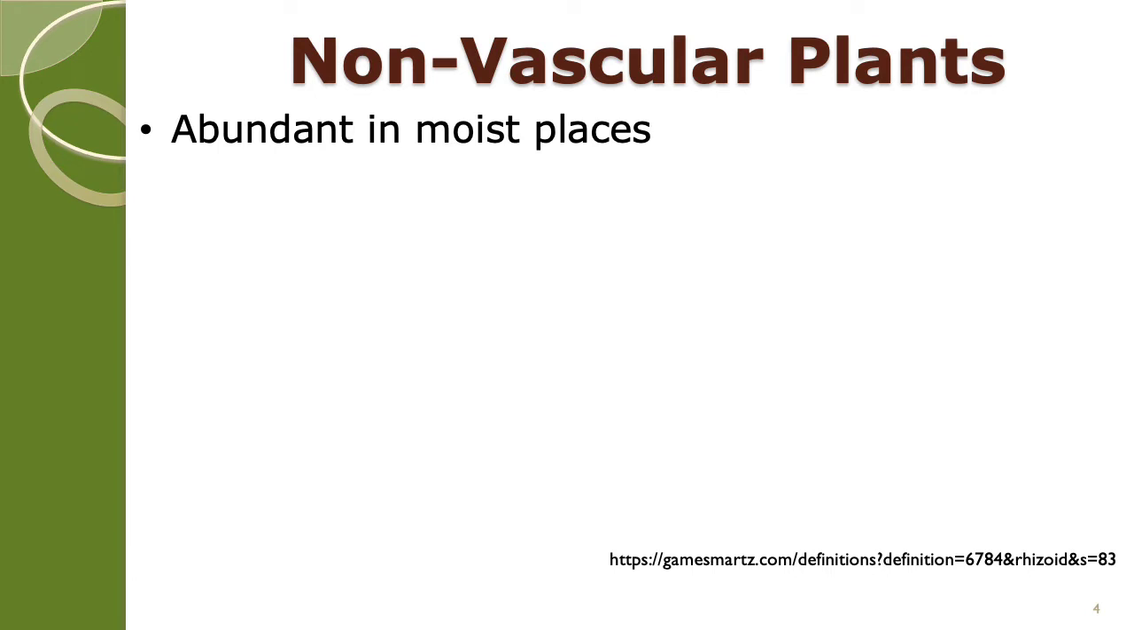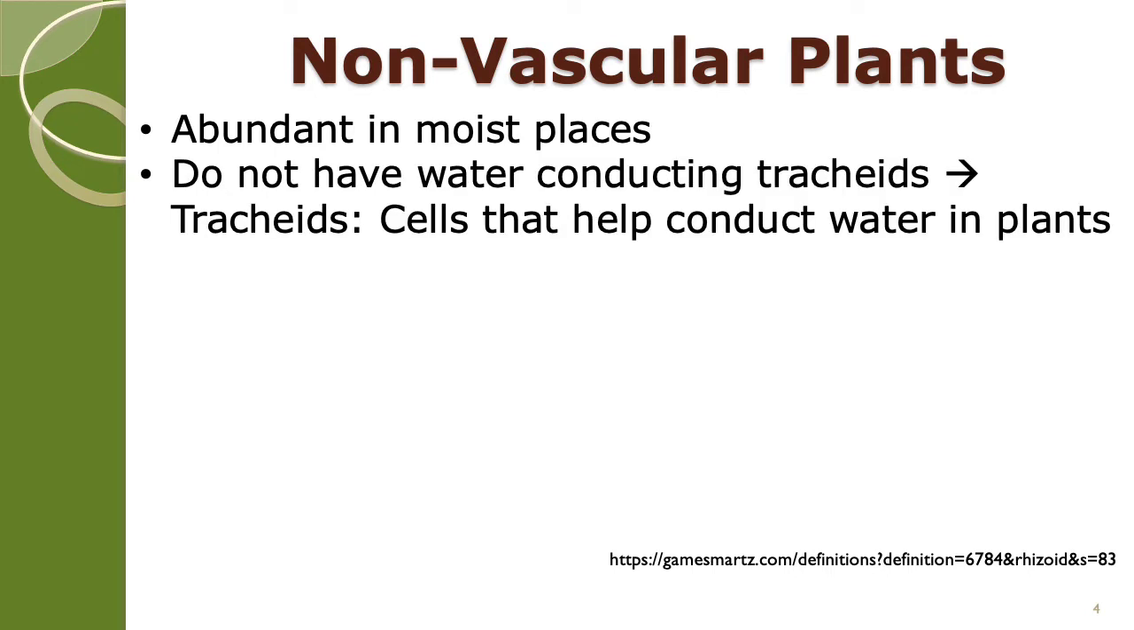Now, non-vascular plants are abundantly found in moist places. They don't have water-conducting tracheids, and tracheids are basically cells that help conduct water in plants. So in the absence of these tracheids, they are unable to have structures that can very efficiently conduct water, and hence they are found in very moist places.